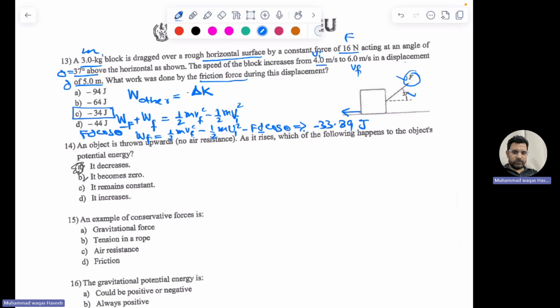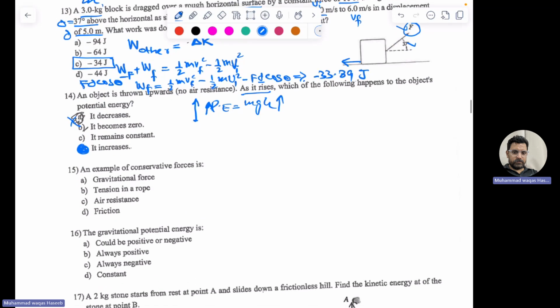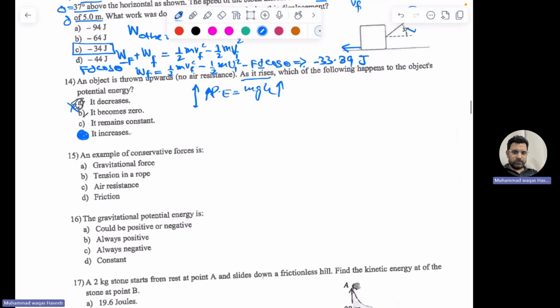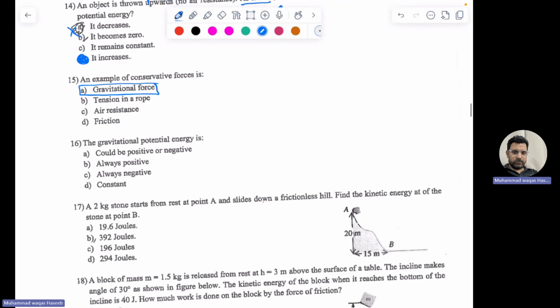If an object is thrown upward as it rises, which of the following happens to the potential energy? Potential energy is defined as mgh. So if the height rises, potential energy increases. So this option, that it decreases, is not the correct one. An example of a conservative force is the gravitational force. The gravitational potential energy could be positive and it could be negative.